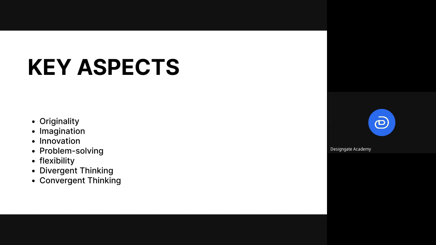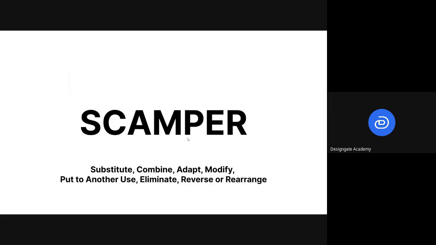So, what are some of the techniques you can use to become creative? Number one is what we call SCAMPER. Substitute, combine, adapt, modify, put to another use, eliminate, reverse, or rearrange. This is what you can do.